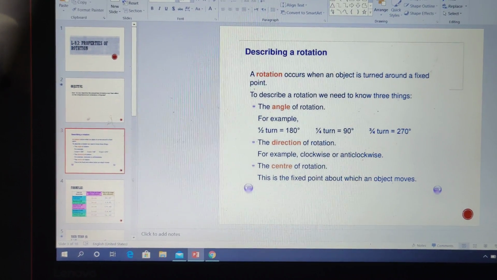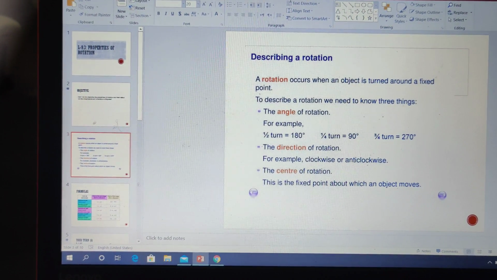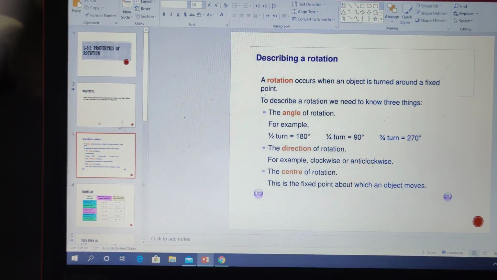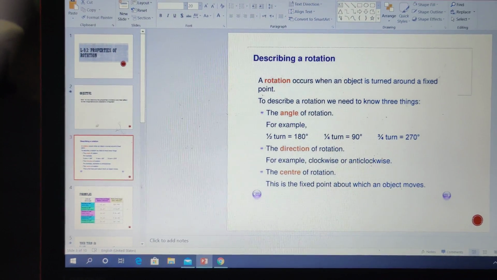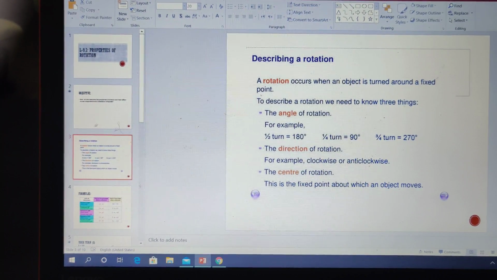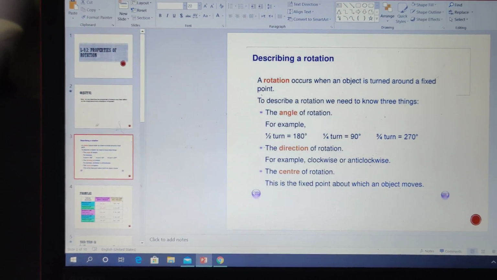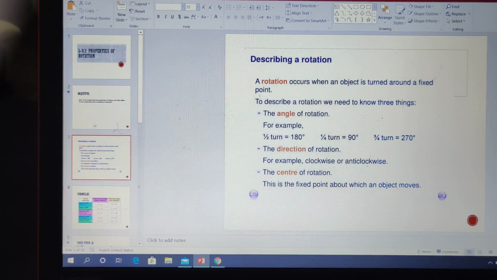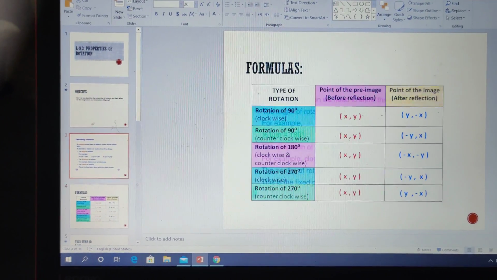Okay, the direction of the rotation. There are two directions, clockwise and anti-clockwise. Clockwise means it moves according to the clock. Anti-clockwise is the opposite of clockwise. And the center of the rotation: we all know there's a point from which we rotate the image, and this point is called the center of the rotation. This is a fixed point from where an object rotates.